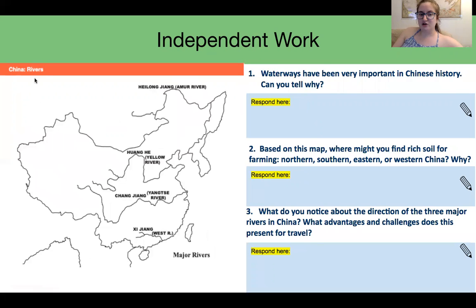Next, you're going to look at China rivers. And this map shows where the rivers are in China. Here are your questions to answer on your own. The first one says, waterways have been very important in Chinese history. Can you tell why? Based on this map, where might you find rich soil for farming in northern, southern, eastern, or western China? And think why. And lastly, what do you notice about the direction of the three major rivers in China? What advantages and challenges does this present for travel?